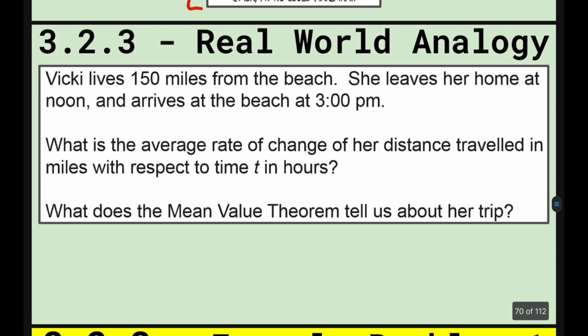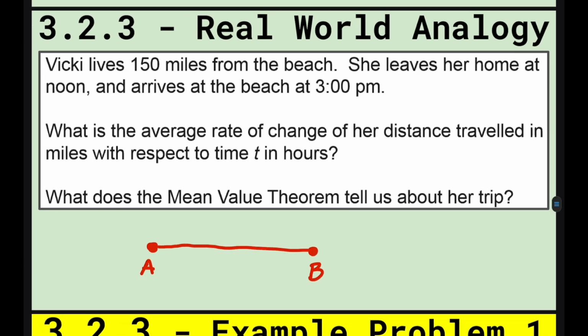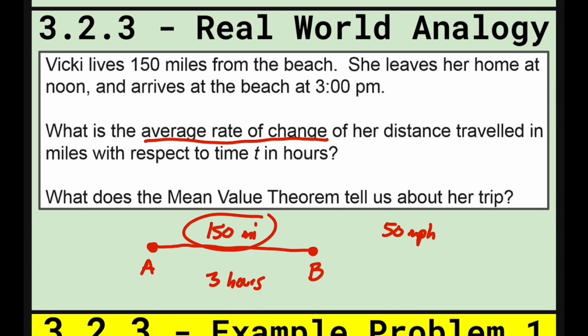Here's a real-world analogy that I like to use. Vicky lives 150 miles from the beach. So that's point A to point beach, and I'm going to connect the dots here. She leaves her home at noon and arrives at the beach at 3 p.m. So it took her 3 hours. So it's 150 miles in 3 hours. The average rate of change of her distance is 50 miles per hour. I just did this divided by 3, 50 miles per hour. On average, they were going 50 miles an hour.